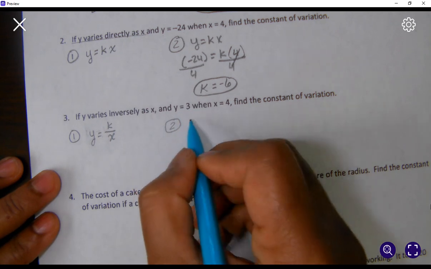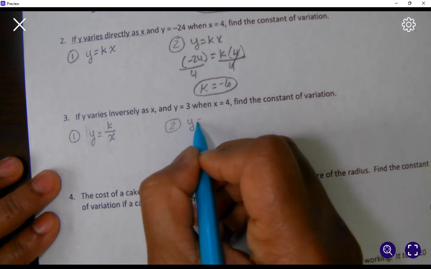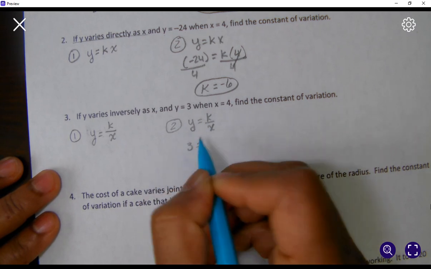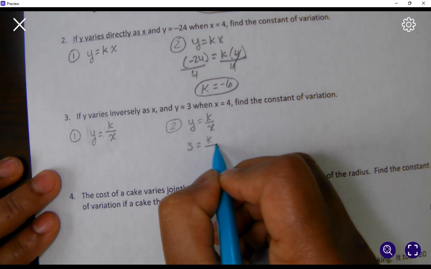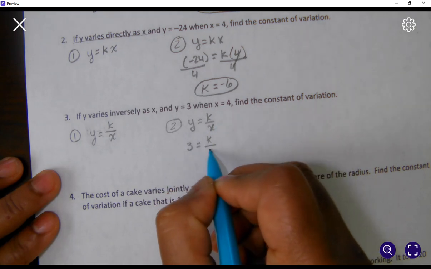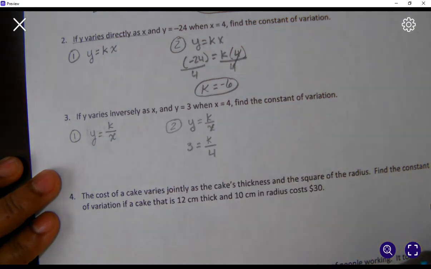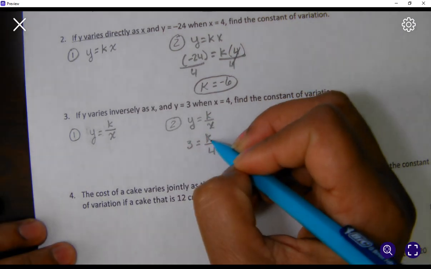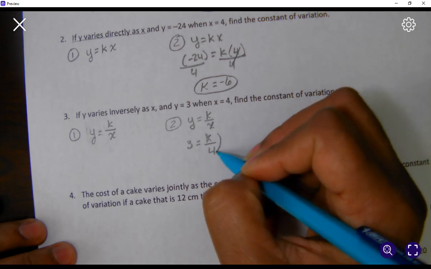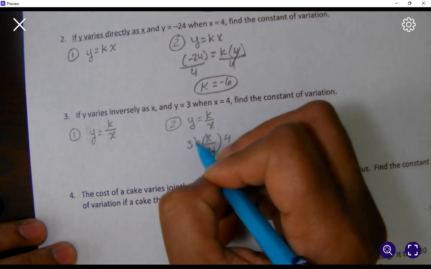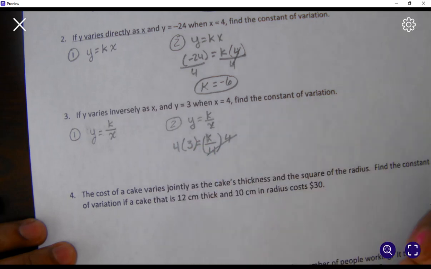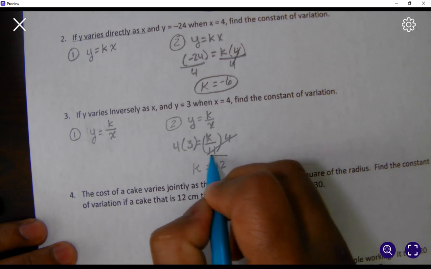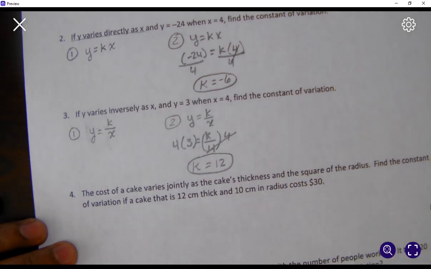So y is equal to 3, and then you have k, which we'll find out, and then we have x is equal to 4. Now we solve for k. Since 4 is in the denominator, we need to multiply both sides by 4. That crosses it out. So you have k equals 4 times 3, which is 12. My constant of variation is equal to 12.